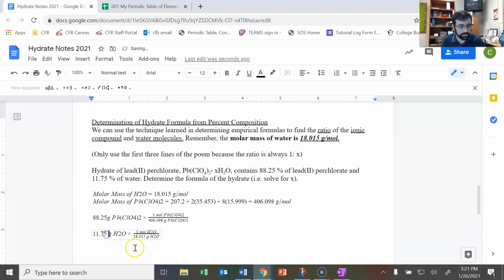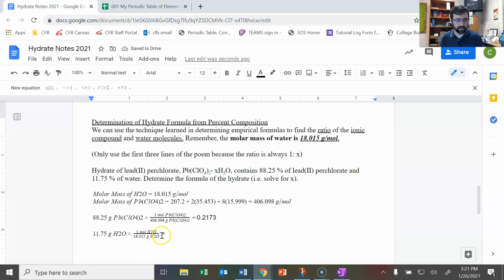All right. And we want to solve that. So the next thing that we're going to do, put an equals sign. When you divide these out, the first one is going to be 0.2173. Okay, and then when we divide the water out, we get 0.6522. So I'm going to divide by the smallest, so percent to mass, mass to mole, divide by the smallest.